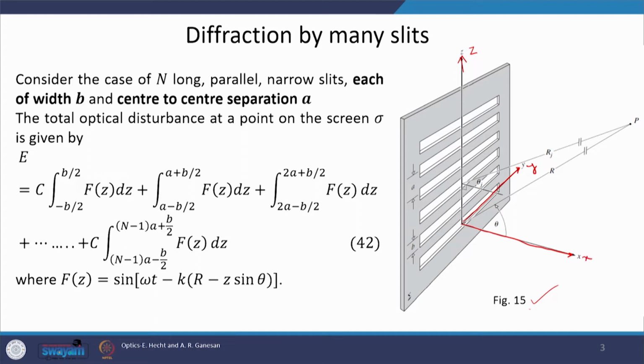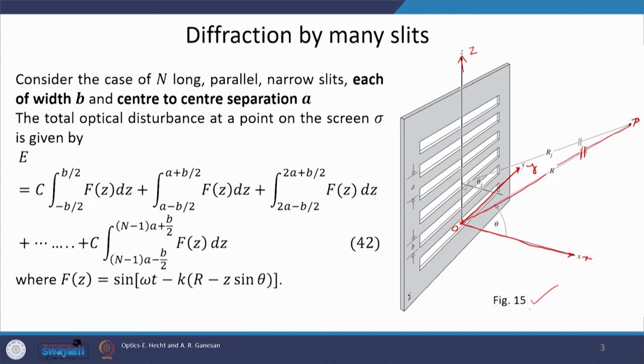The point of observation P, similar to the previous cases, is very far from the slit, and the origin is placed at the center of the lowest slit, the lowermost slit. The origin O is here, and the distance of the point P from the origin is capital R. And this P is very far from the slit, therefore we have introduced these two parallel lines which represent a break. It means that this length OP is very much larger than the length which is shown here in this figure.